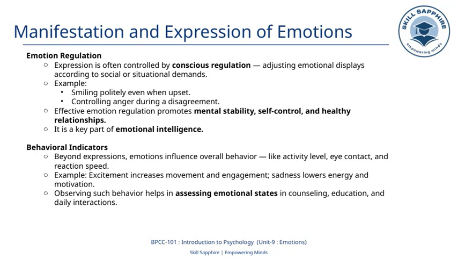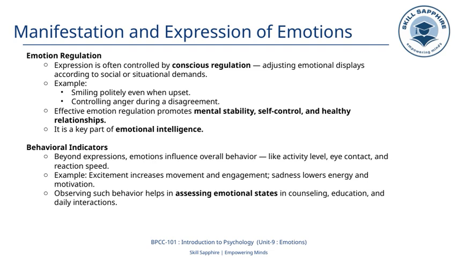Let's talk about the manifestation and expression of emotions. When it comes to expressing our emotions, much of it is actually controlled by conscious regulation. That means we often adjust how we display our feelings based on social or situational demands. For example, you might smile politely even when you're upset, or control your anger during a disagreement. Effective emotion regulation is really important because it promotes mental stability, helps us maintain self-control, and supports healthy relationships.